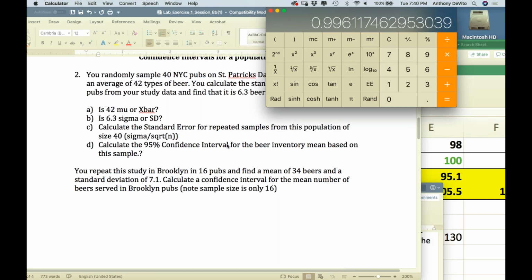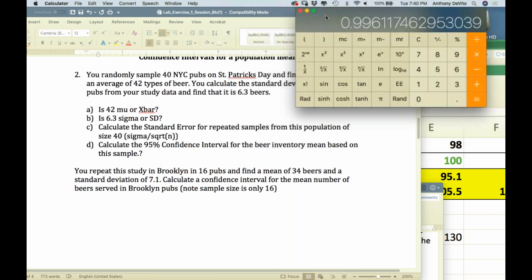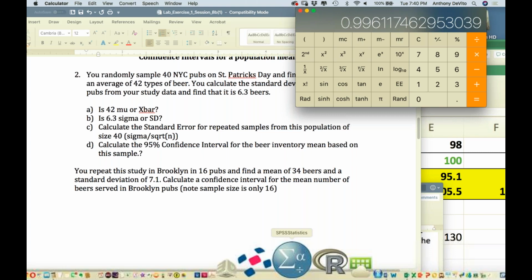Now calculate a 95% confidence interval for the beer inventory at different pubs based on this sample. So how are we going to calculate that? We know what the standard error is. We know what the mean in our sample was. The mean number of types of beer was 42, right? So how are we going to calculate that?